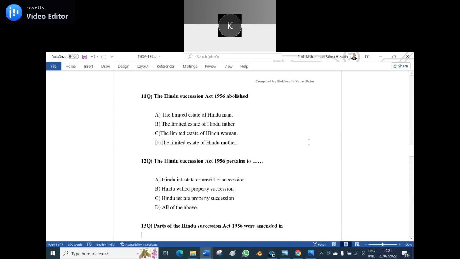Now, 11th question. The Hindu Succession Act 1956 abolished A, the limited estate of Hindu man, B, the limited estate of Hindu father, C, the limited estate of Hindu woman, D, the limited estate of Hindu mother. Option C, the limited estate of Hindu woman. Are you sure? Yes, sir. Option C is the correct answer, the limited estate of Hindu woman.